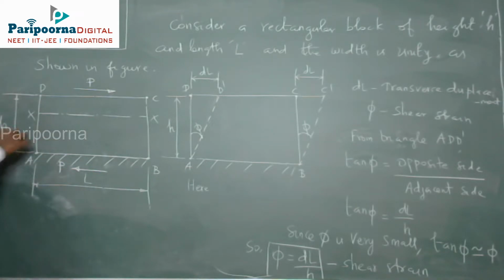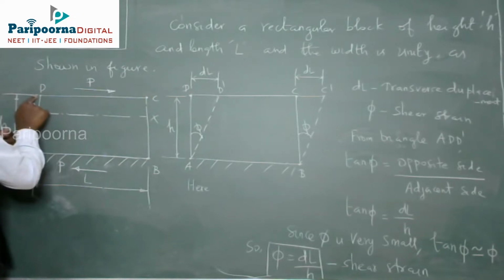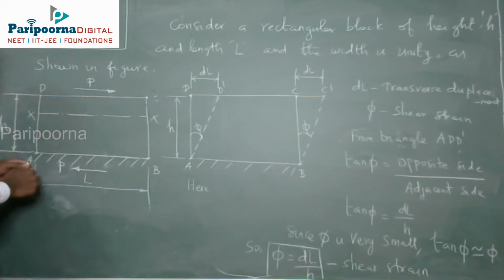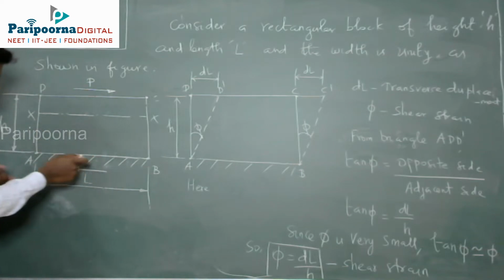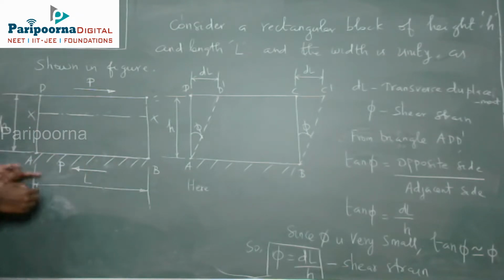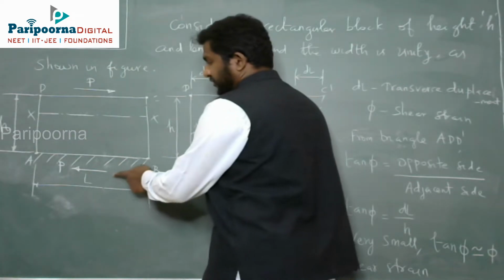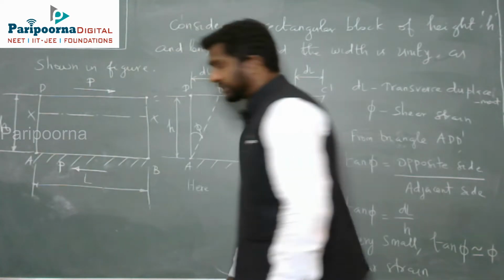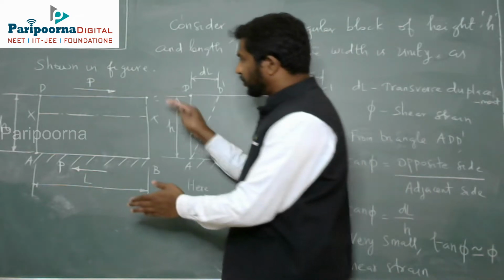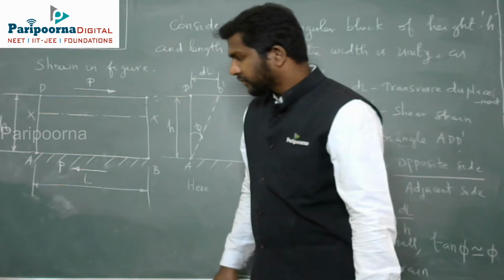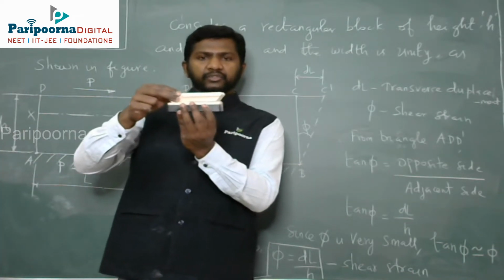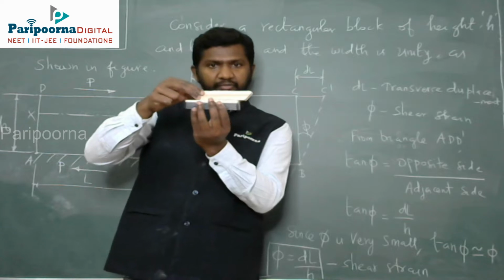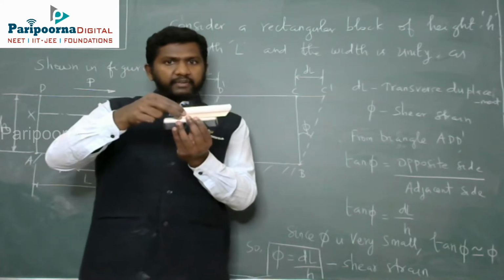Now this rectangular block is subjected to shear force. One force is applied on the top surface, I mean on the CD surface. Since this AB end is fixed, this AB end also will experience the same shear force, same magnitude in the opposite direction. Now you imagine, because of this loading condition, it will move like this. It will deflect like this.